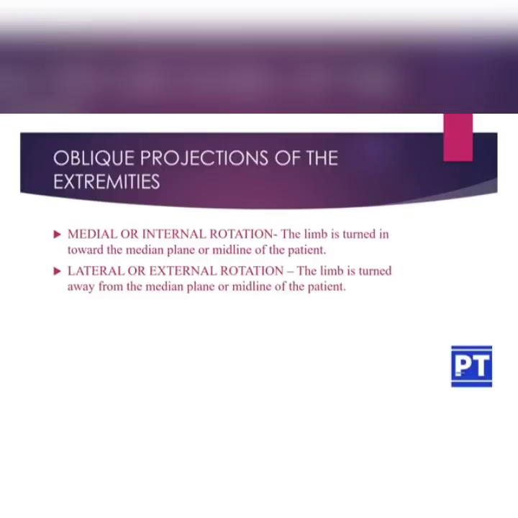Again, we are moving on to the oblique projections of the extremities. Medial or internal rotation: the limb is turned in towards the median plane or midline of the patient. Lateral or external rotation: the limb is turned away from the median plane or midline of the patient.